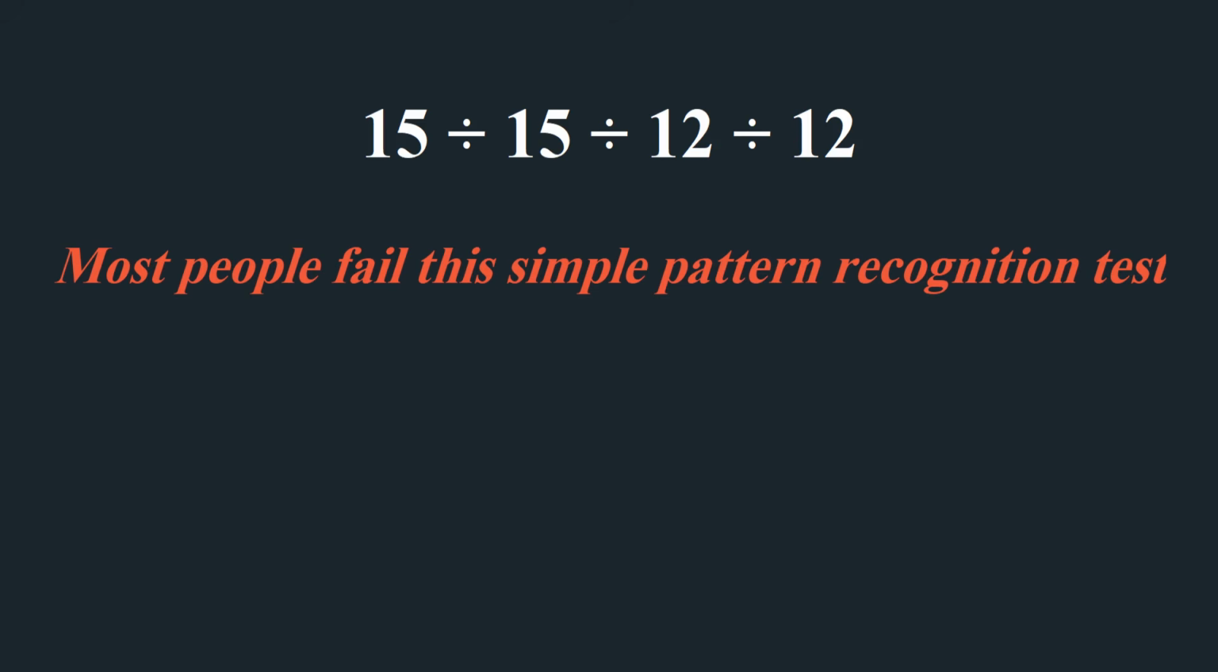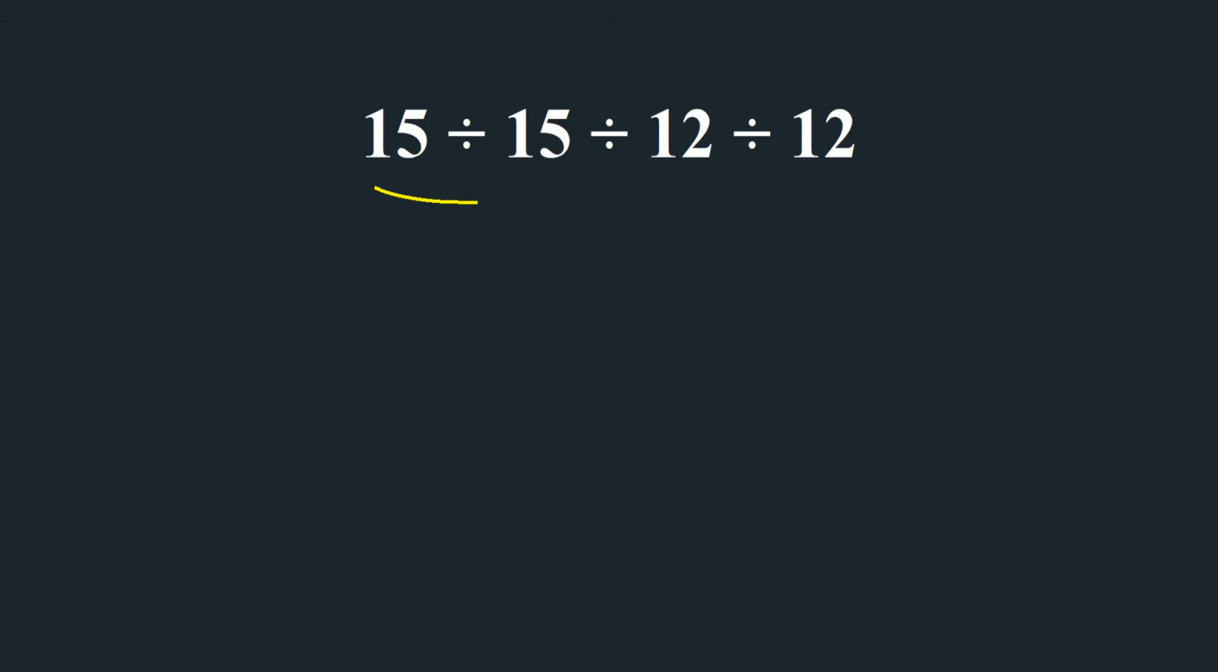In this section here, 15 divided by 15, which equals 1, and 12 divided by 12 equals 1. Now we have this problem, 1 divided by 1, which equals 1. But this answer is not correct because according to the order of operations, we must do this division, then this division, and at last this division.